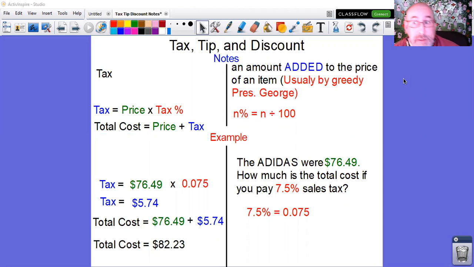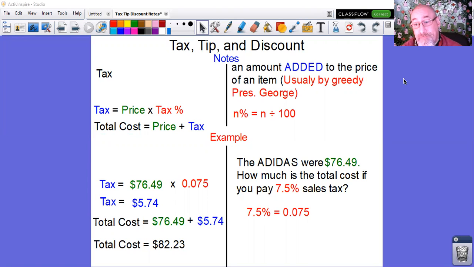Tax is an amount added to the price of an item. This is an extra payment. Good old greedy King George wanted 3% tax, and that's why we went to war against England for independence. That 3%. So tax is a percentage of what you're paying already added in. It's an additional cost. To find the tax, you're going to multiply the price that you're paying times the percent rate as a decimal. You'll get how much it is. And then you're going to add that to the price of your payment.